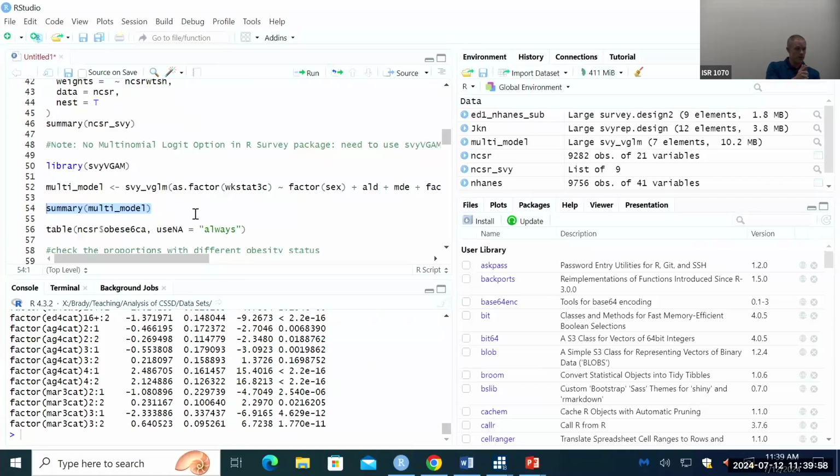Other questions about the multinomial approach in R? The key thing here is just getting this additional package and then navigating the output.